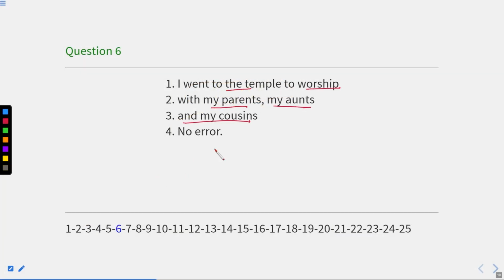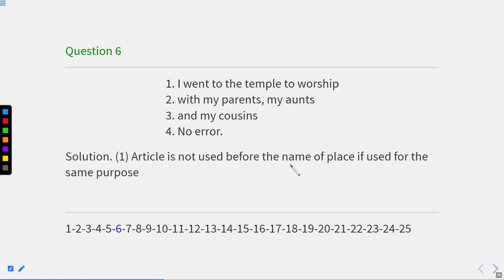Okay, now here: I went to the temple to worship. Now I went to temple for what? To worship. And of course temple is for worshipping only, and I went there for worshipping. It means this the is incorrect over here, because to worship is actually the main purpose to go to temple. Therefore this the should be removed from here. So the error will be in part 1.